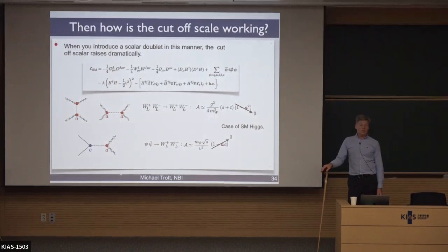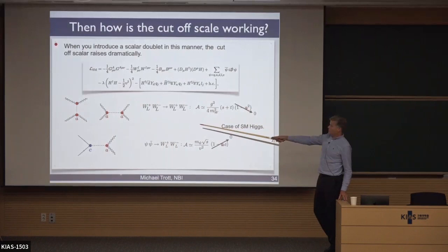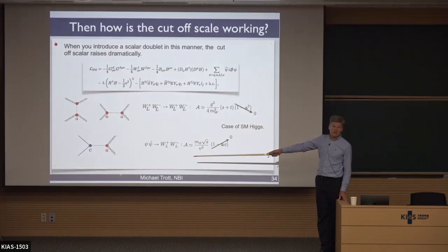So what is the standard model? Normalized to the standard model values, the standard model is exactly the case where the coupling of these massive vectors to the scalar field that you've introduced, and the coupling of this scalar to the fermion fields, is exactly going to cancel this high energy growth. That's the special nature of the standard model case.